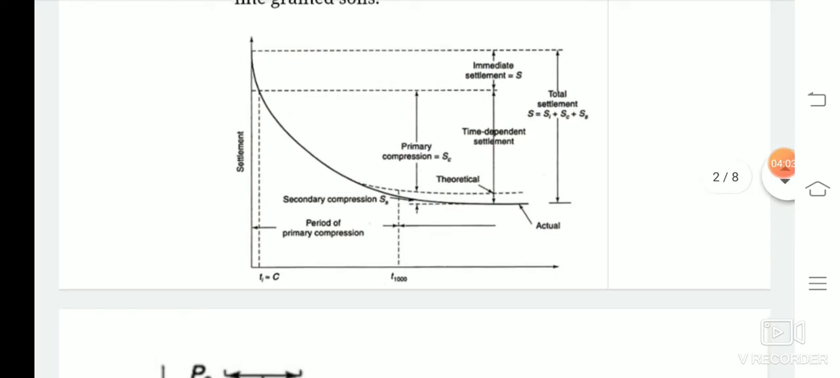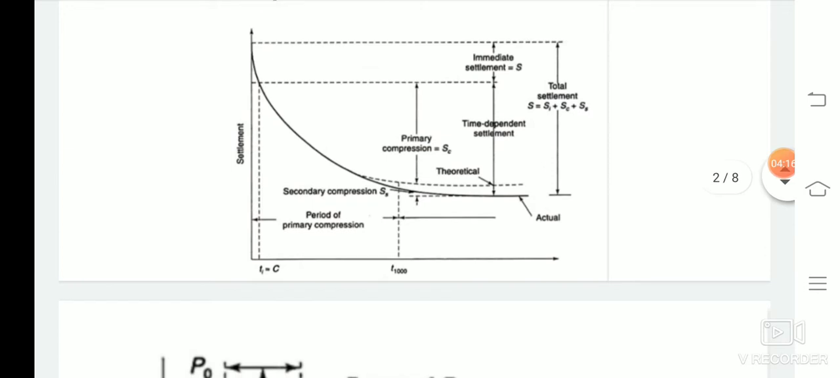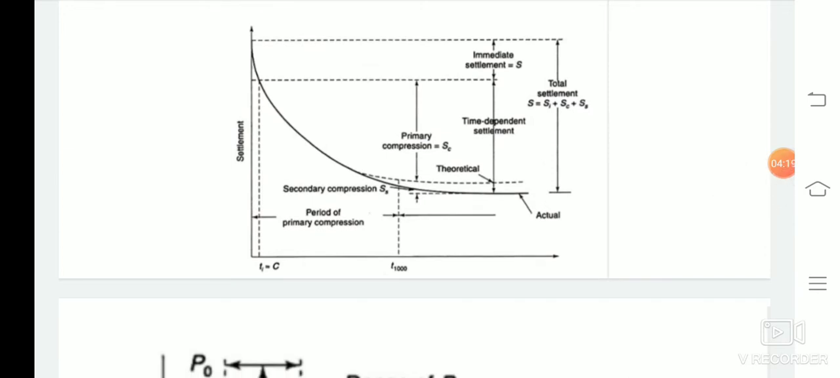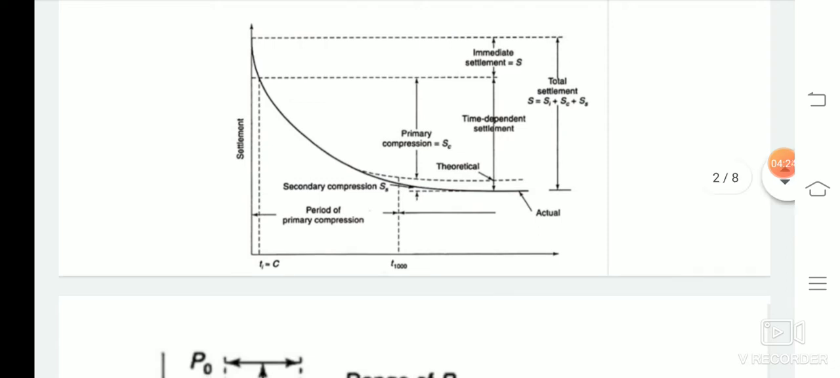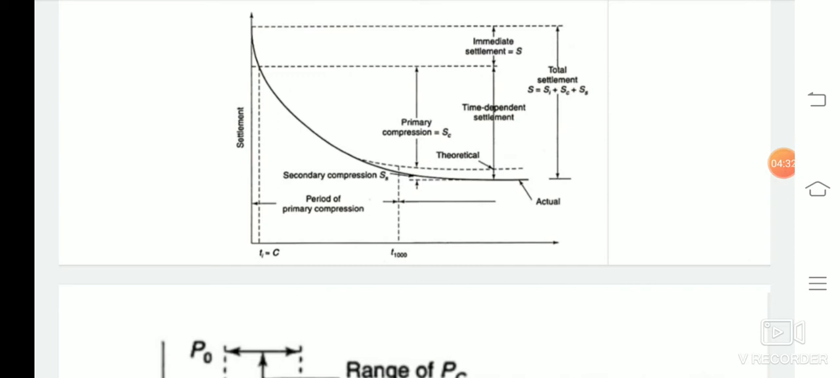Next is the time dependent settlement. As we can see, as the time is increased, a settlement graph is achieved where the settlement increases in a non-linear fashion. So this total settlement after the immediate settlement is over is known as time dependent settlement. Among this time dependent settlement, the first dotted portion falls under primary compression or SC or primary settlement, and the second dotted portion falls under secondary compression. Together, they make the total settlement curve.